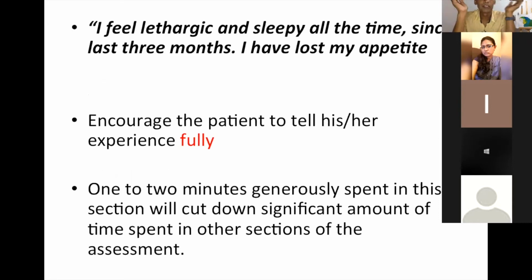The patient might say something like this, right? I feel lethargic and sleepy all the time for last 3 months, and I have lost my appetite as well.